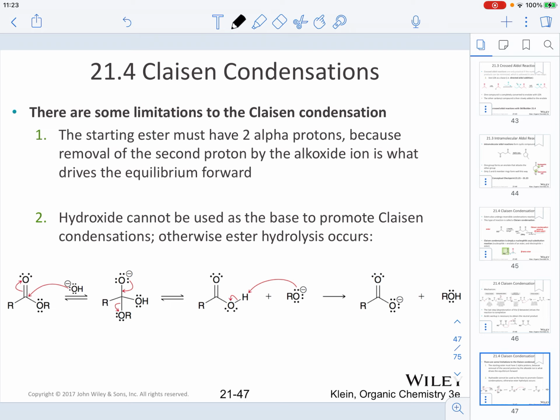Then understand that hydroxide cannot be used as a base to deprotonate the ester in Claisen condensations, because as we learned previously when we were talking about carboxylic acid derivatives, the use of hydroxide is going to be generating, at the end of the day, a carboxylate. Because what is going to happen is that the ester is going to undergo hydrolysis.